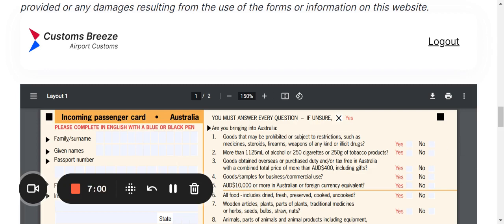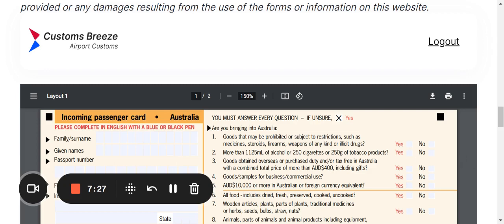Number 2 is important because they're asking you whether you're bringing in alcohol, cigarettes, or tobacco products. And sometimes people don't even think about these items. They just buy them and they put them in their luggage and they forget about it. Don't forget about it. Make sure you mark it down on your card.